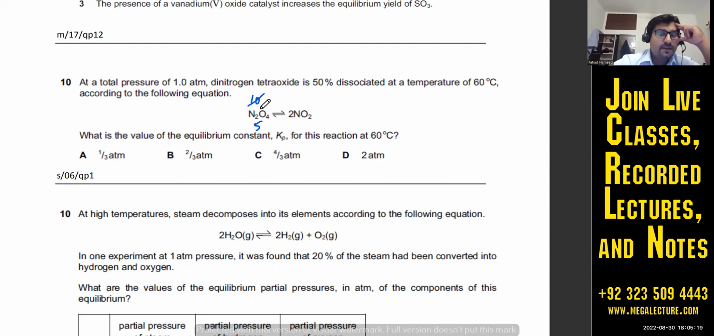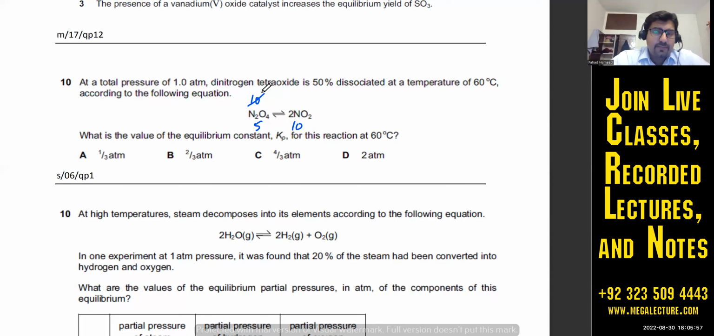If 5 moles react, how many moles will they produce on the other side? They're going to produce 10 moles. You can start off with any number of moles, because partial pressure depends on mole fraction or percentage, not on the actual moles. It's just the percentage in the container. If I started with 100 moles, 50 would be left, and 100 would form on the other side. The ratio would still be the same. So it doesn't really matter what the actual number of moles is.